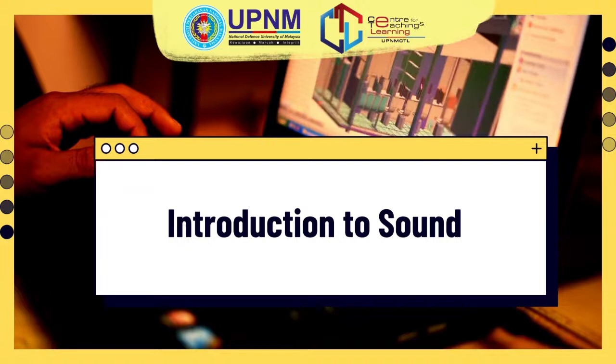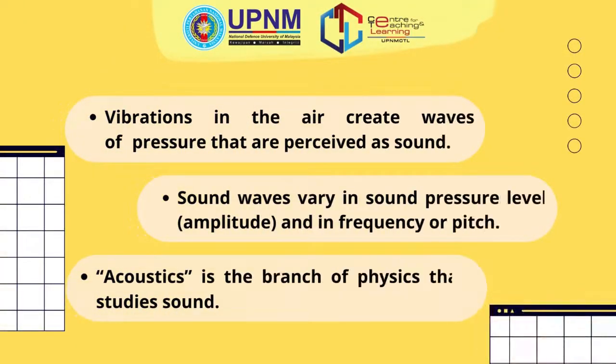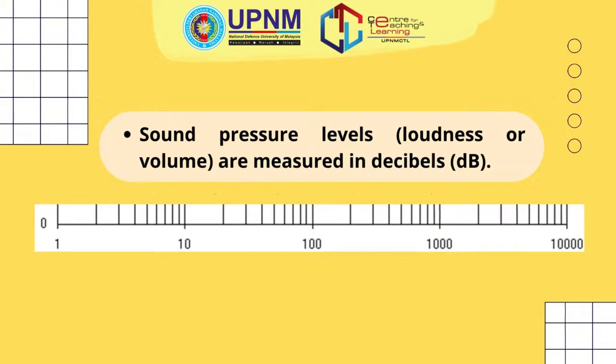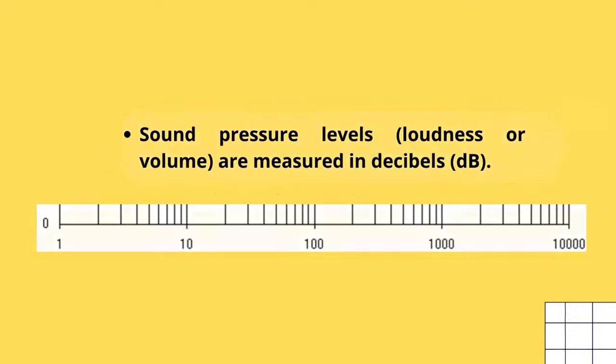Introduction to sound. Vibrations in the air create waves of pressure that are perceived as sound. Sound waves vary in sound pressure level, amplitude, and in frequency or pitch. Acoustics is the branch of physics that studies sound. Sound pressure levels, loudness or volume, are measured in decibels, dB.